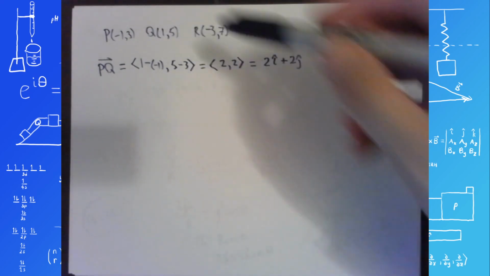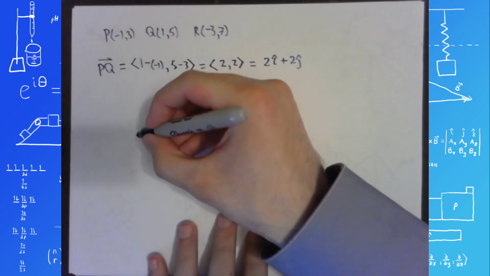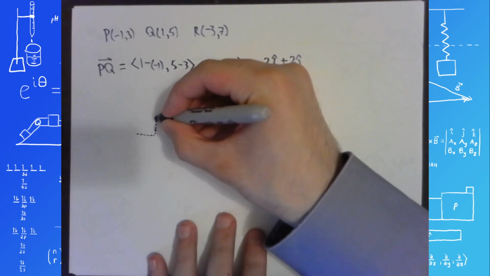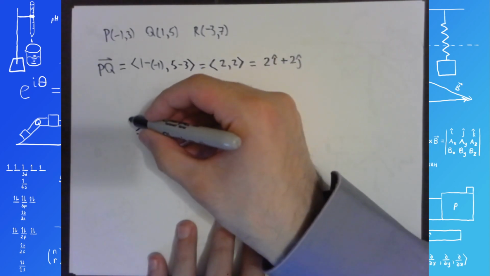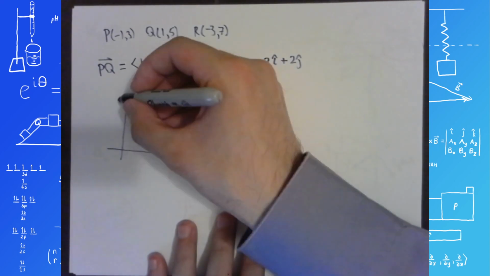Instead of parentheses, you use angle brackets to indicate that these are components of a vector and not points. 2 comma 2 means a vector that has 2 units in the x direction and 2 units in the y direction, so overall that vector looks like this, assuming that is your coordinate system.